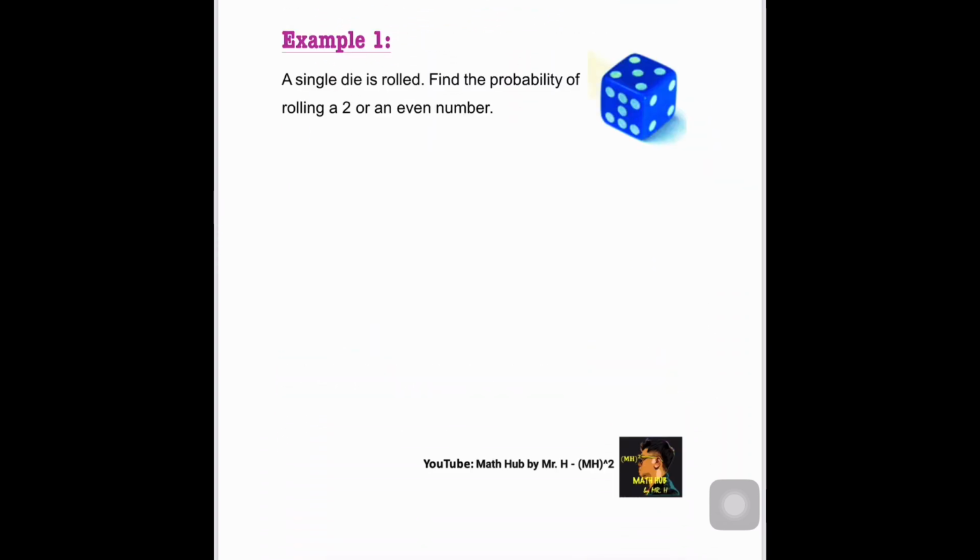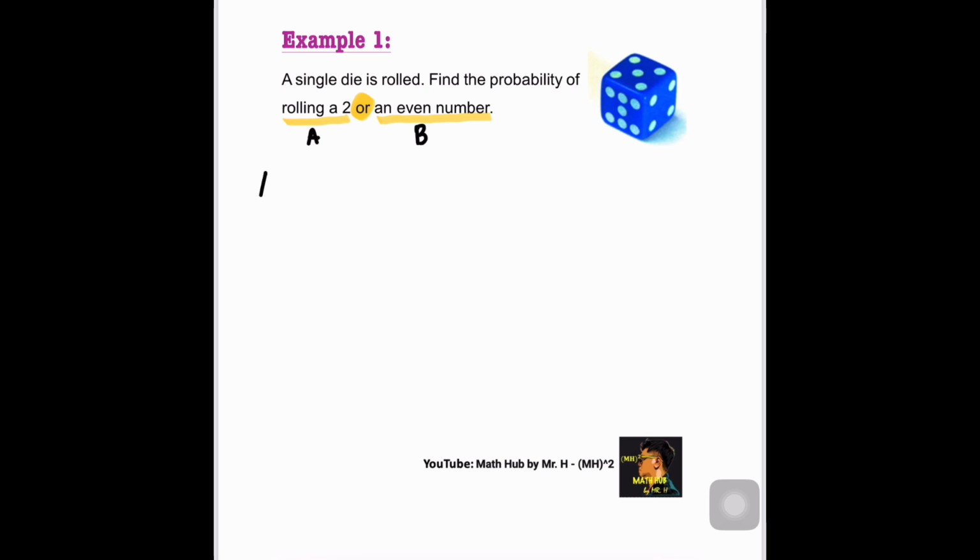A single die is rolled. Find the probability of rolling a 2 or an even number. So first of all, or. So that means we're going to be adding probabilities here. Next thing is you need to take note of the events, which are rolling a 2, say it's event A, and rolling an even number, so say it's event B.